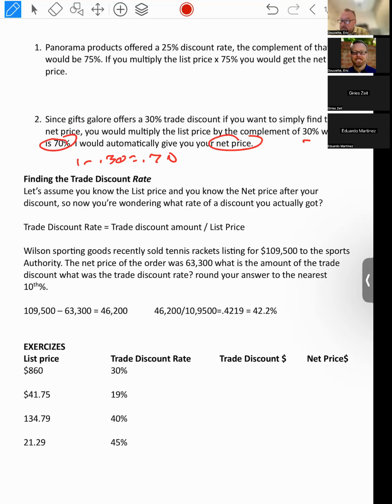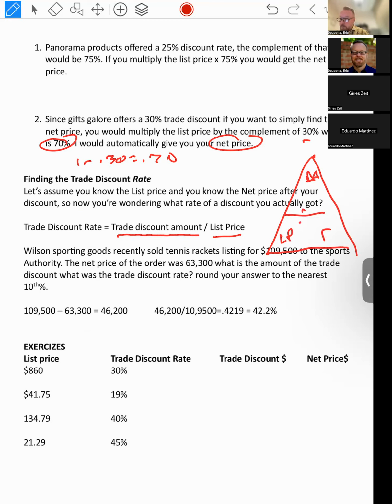So finding the trade discount rate is the next section. How do I know what rate I'm going to get? This is pretty simple: you need to divide the trade discount amount by the list price. So again, using the formula that we've been doing, the discount amount here and then the list price here, if I divide those two, that's going to give me my rate.